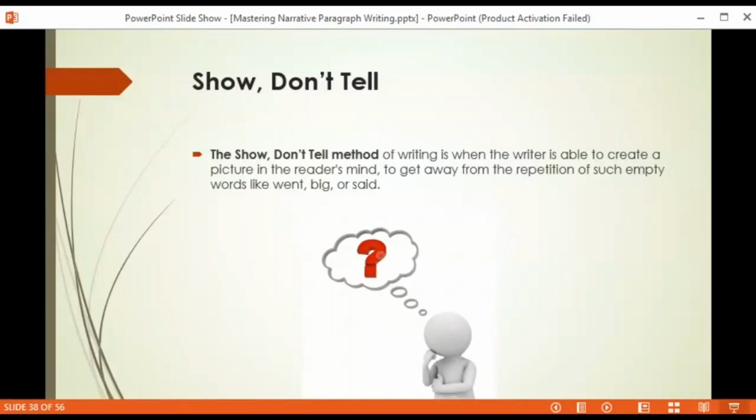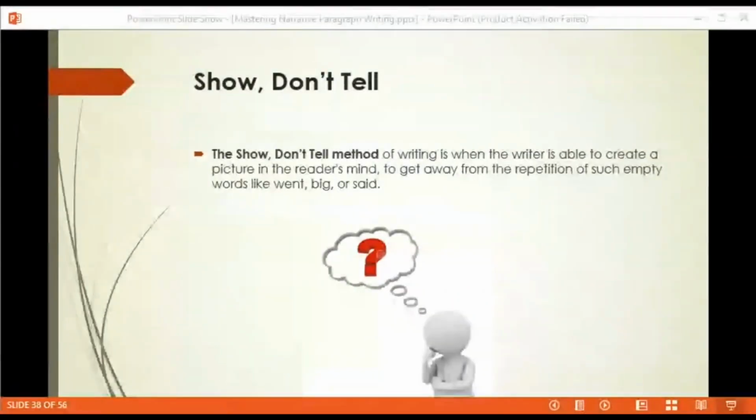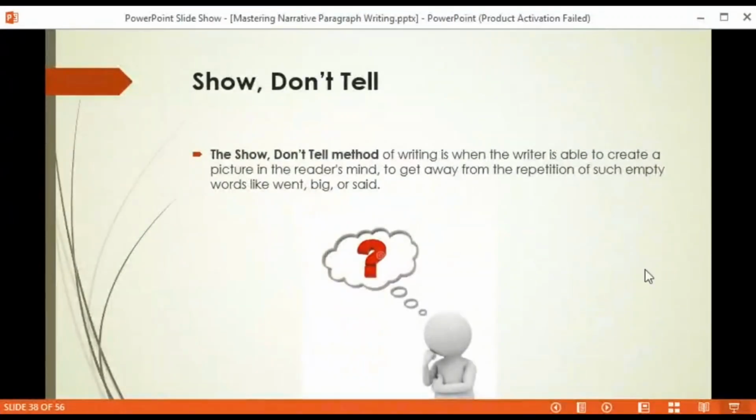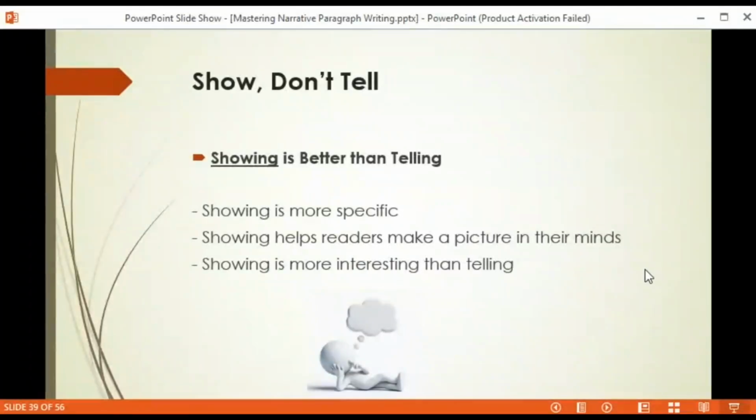The show and tell method of writing is when the writer is able to create a picture in the reader's mind to get away from the repetition of such empty words like went, big, or said. Next. Showing is better than telling. Why? Showing is more specific. Showing helps readers make a picture in their minds. Showing is more interesting than telling. Next, please.